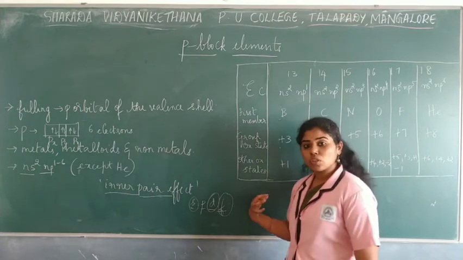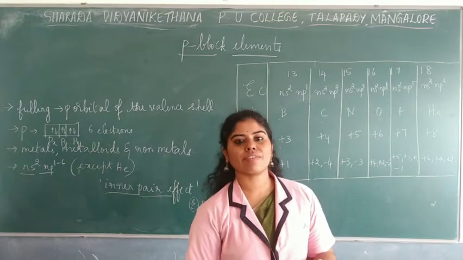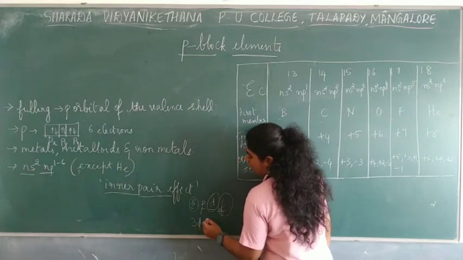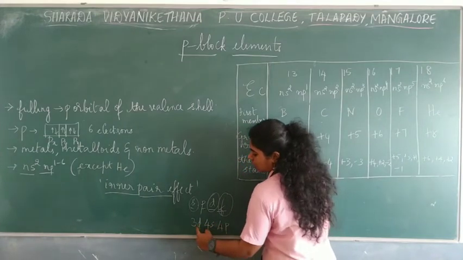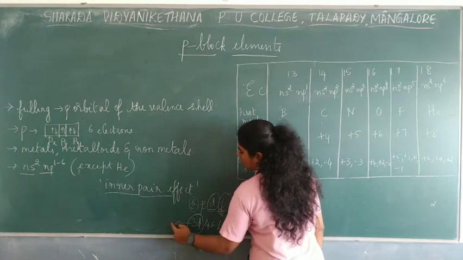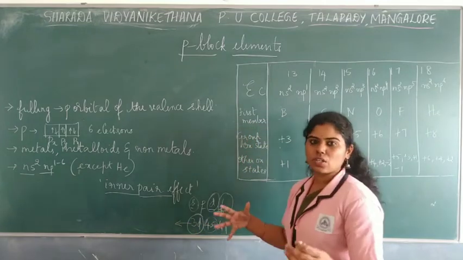Now as you go down the group, as I said, there are d orbitals which are filled and also f orbitals which are filled. Suppose here you have 3d and then you have 4s and then 4p, which means this 3d has less power of shielding towards the nucleus, and that's why this 4s gets more attracted towards the nucleus, right?